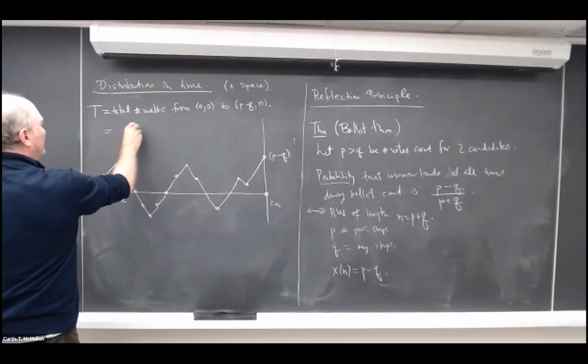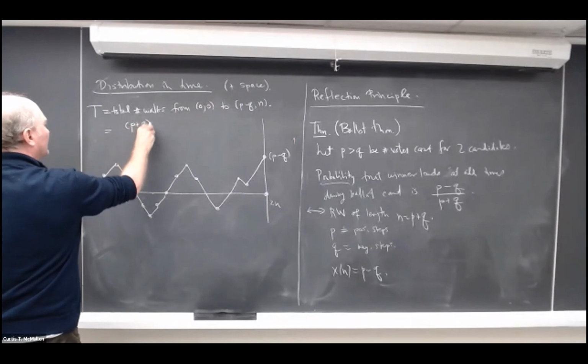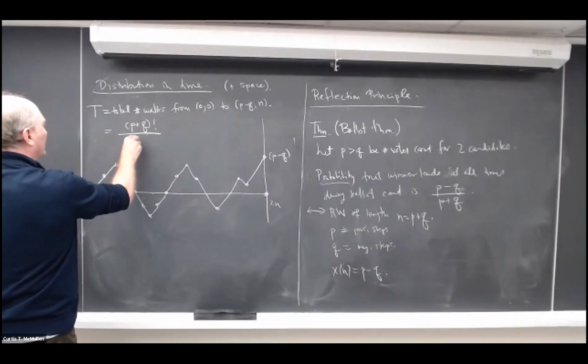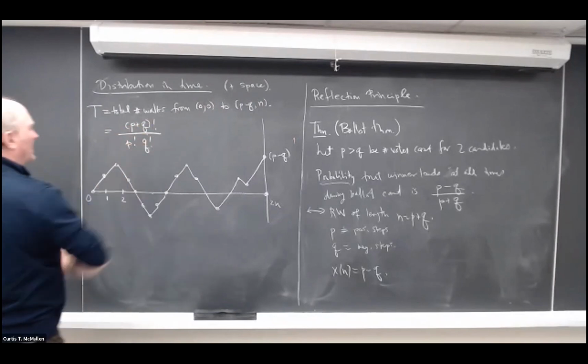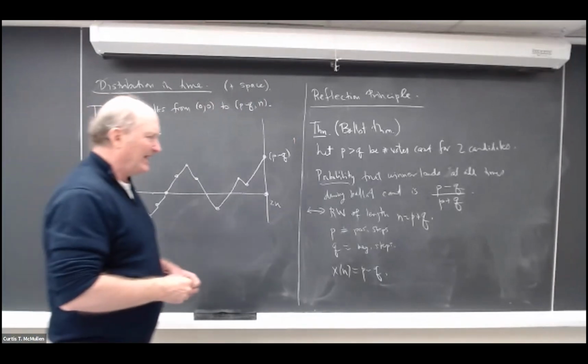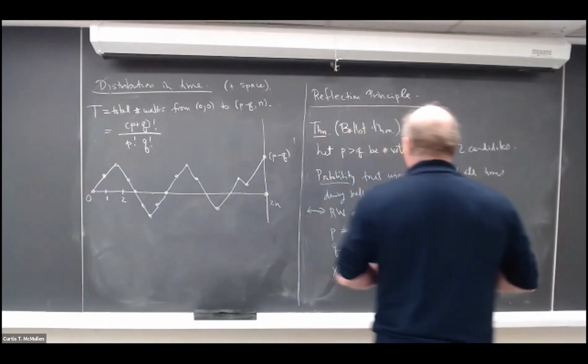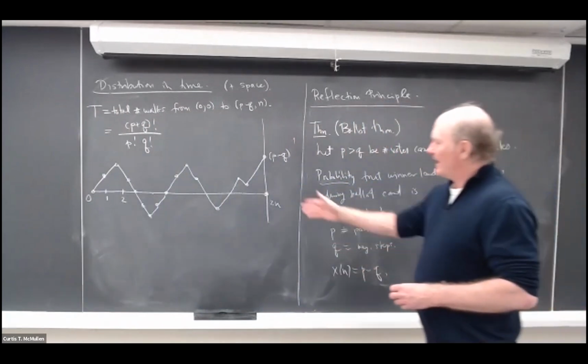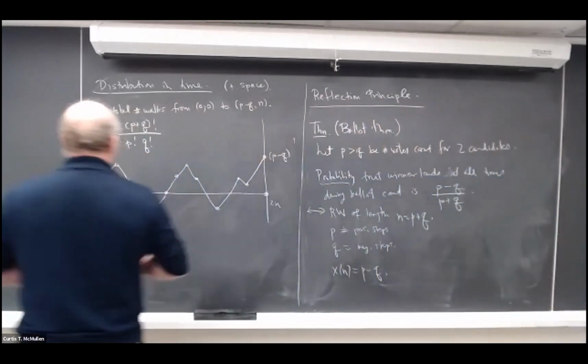So we have P plus Q steps to take, and then P of them have to be in the positive direction and Q have to be in the negative direction. And we can arrange those to occur at any of the n possible points in time.